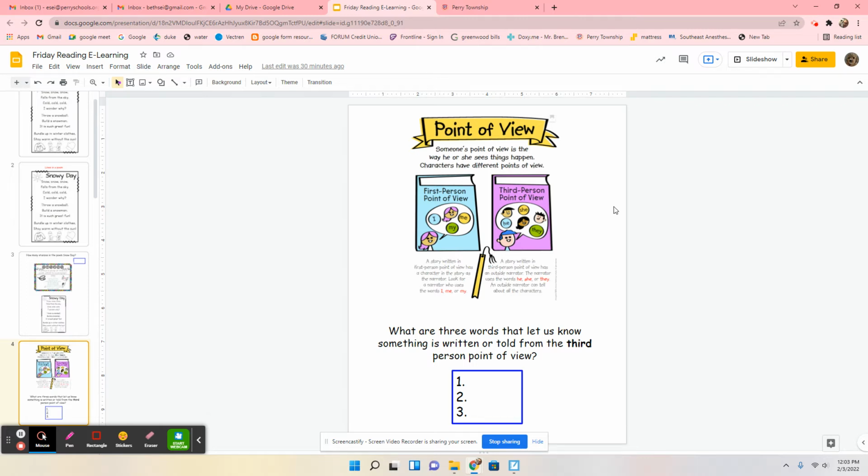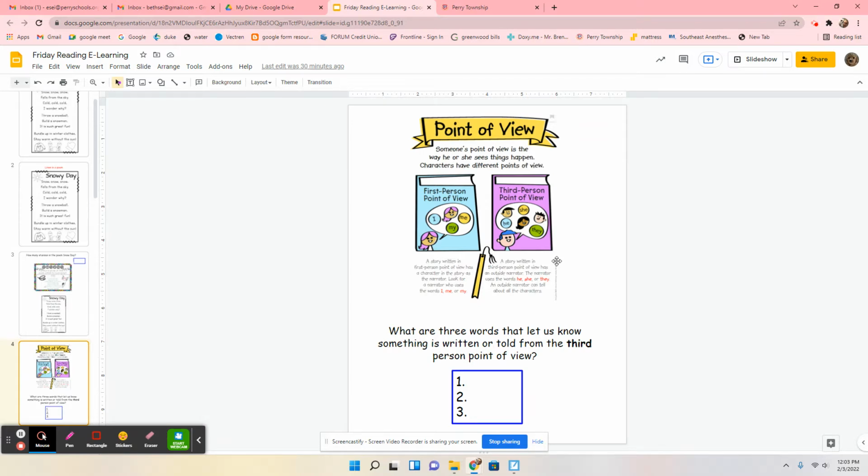If a story is written in first person point of view, we are going to find words in the poem like I, my, and me. However, if we're talking about third person point of view, we're going to see words like he, she, and they. When we talk about point of view, we're talking about the way that a person sees things.